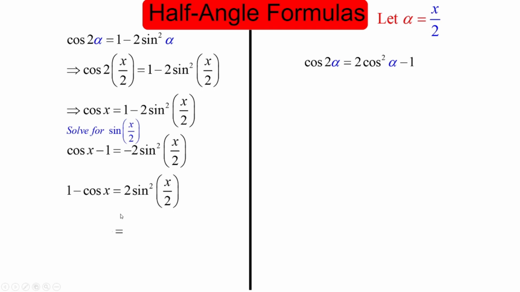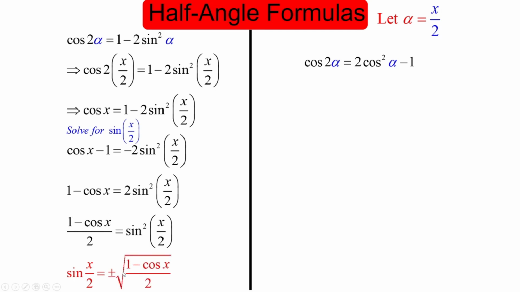A little more algebra now. Let's divide both sides by 2. So we have the quantity 1 minus cosine of x divided by 2, and that equals sine squared of x over 2. And now to solve for sine of x over 2, we've got to undo that square with a square root. So we're going to say sine of x over 2 equals, and make sure we talk about the positive and the negative, and then the square root of that entire side. Plus or minus root quantity 1 minus cosine of x divided by 2. Beautiful. We've just done another identity right there.